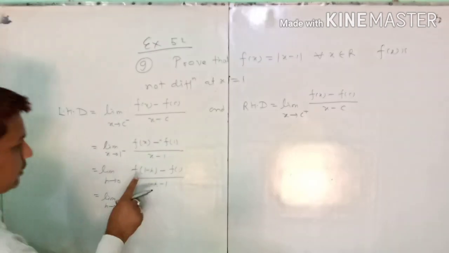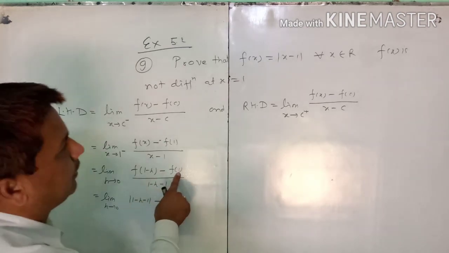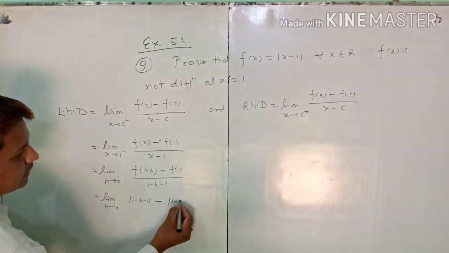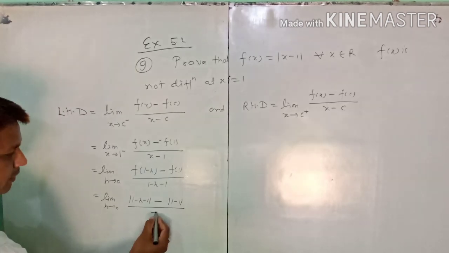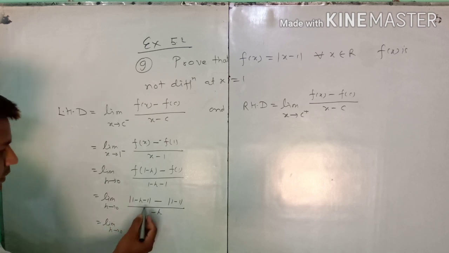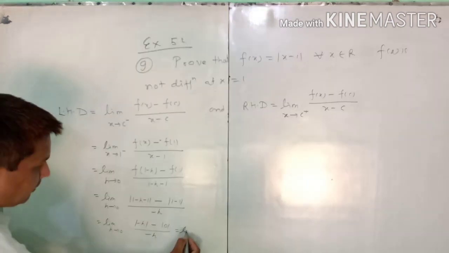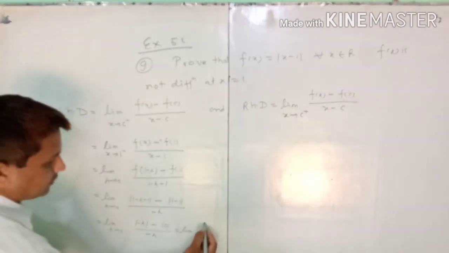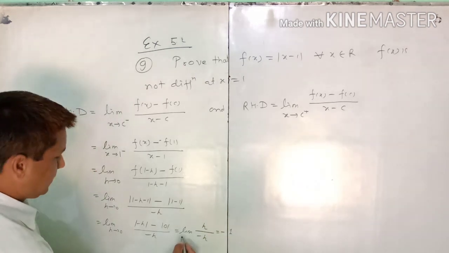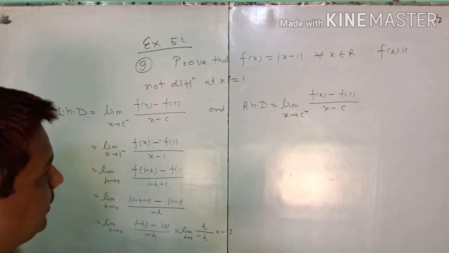f(x) is equal to this. So f(1 - h) means |1 - h - 1| minus f(1). f(1) means the value of the function at x = 1, so 1 - 1, divided by -h. So we get limit as h tends to 0, the 1s cancel, |-h| - |0| divided by -h, which is equal to limit of |-h| upon -h. We get -1. So the left hand derivative is equal to -1.